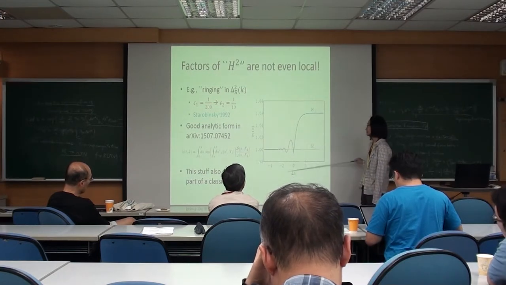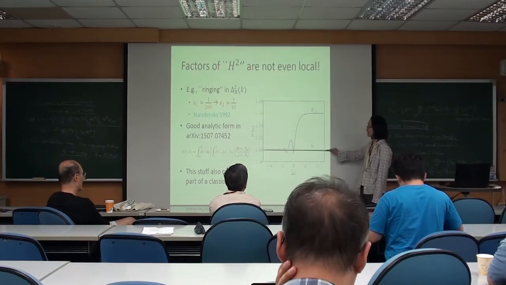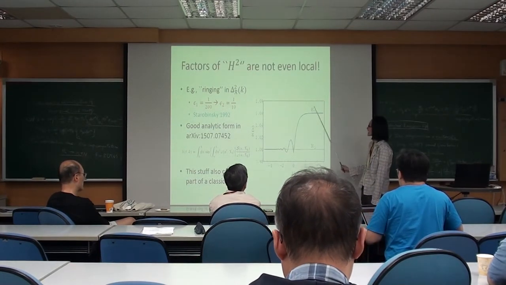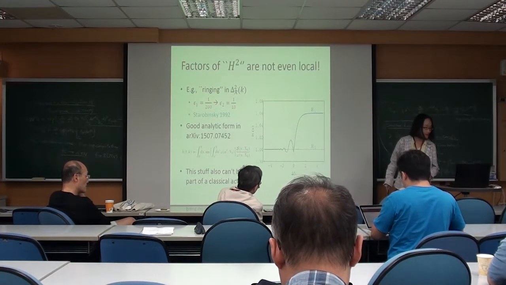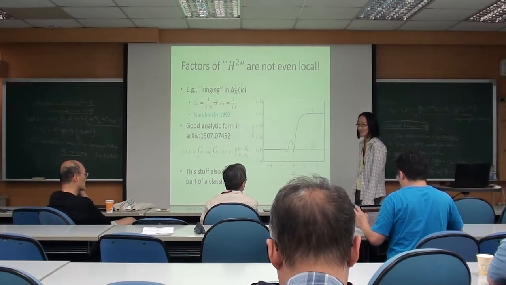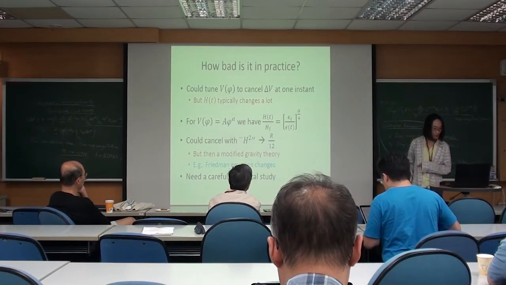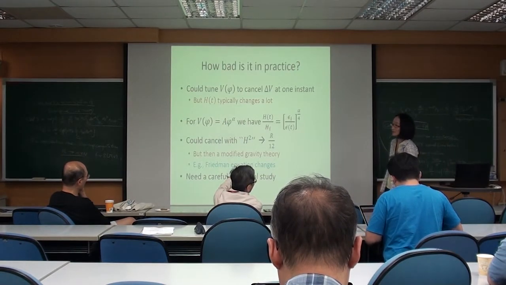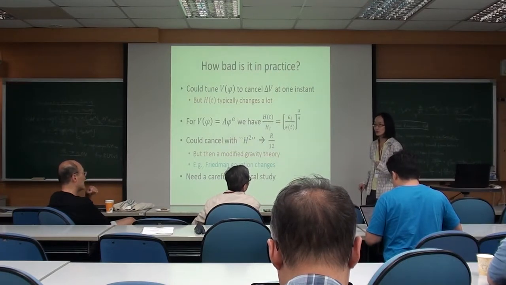But the thing is, you see this ringing effect. That means the effect in this epoch actually depends on the previous history, so it's not local. What's the meaning of the delta N? It's the number of inflation e-foldings. So here, that depends on the time. It's a relation with time.